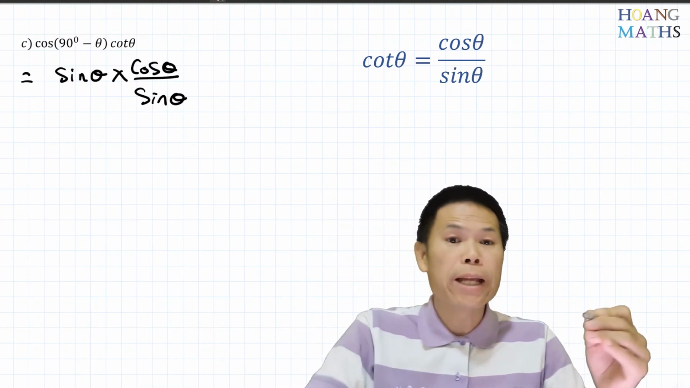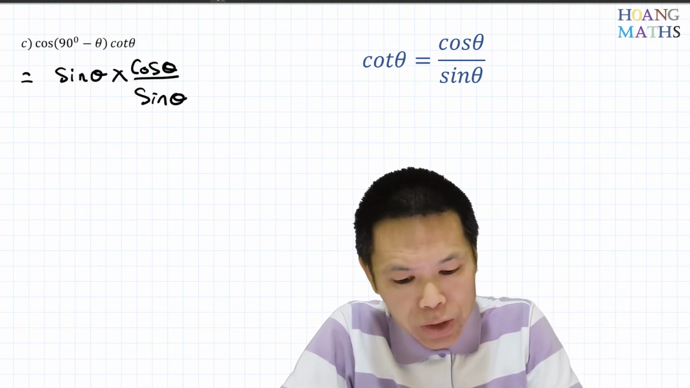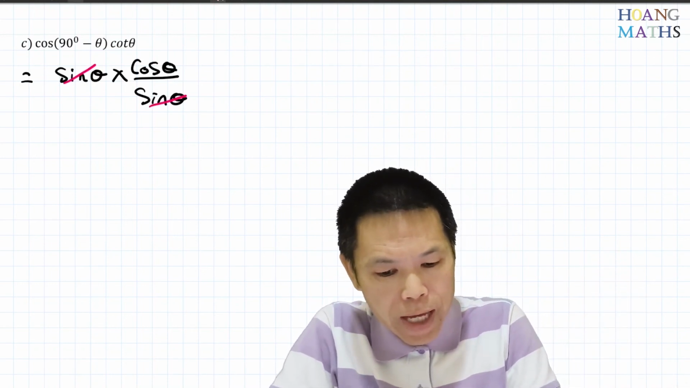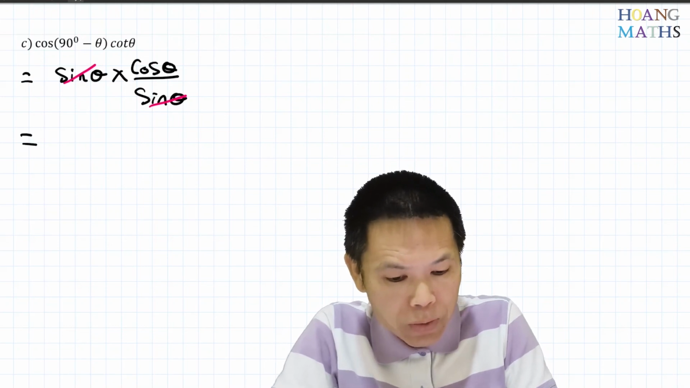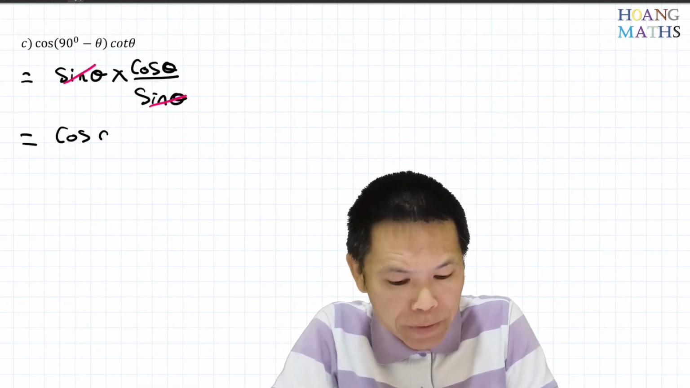And now we can just simplify this out. So these two cancel out. So the answer is equal to cos of theta.